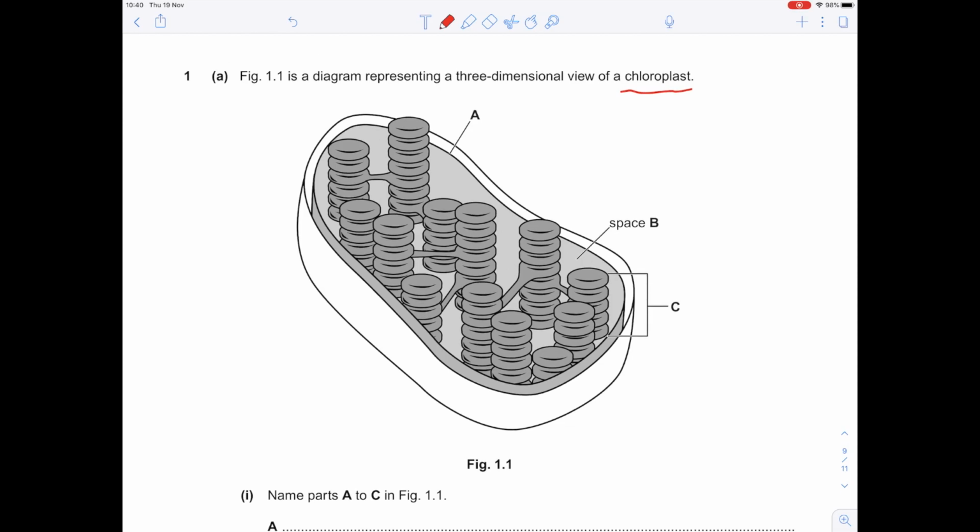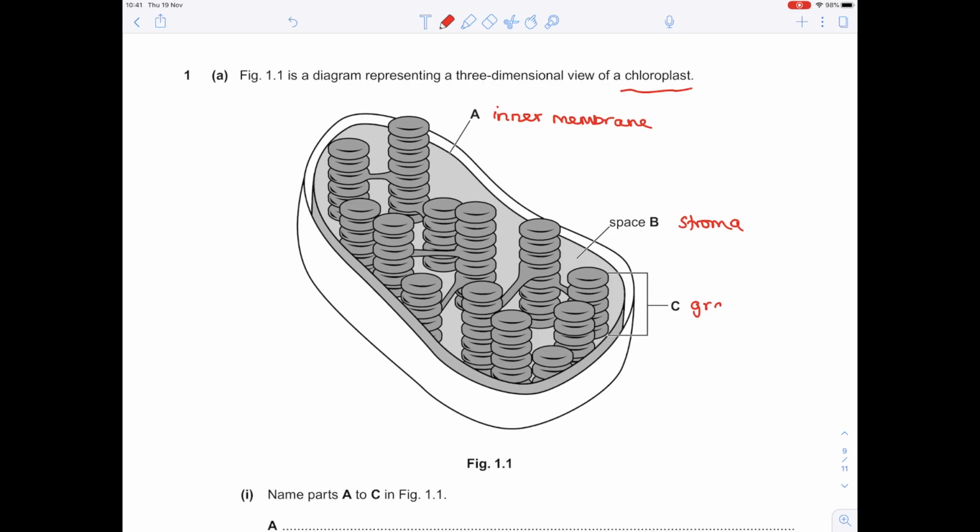Remember that a chloroplast has a double membrane, so A is pointing at the inner membrane. B is a space. It lies between these stacks of thylakoids, and remember that space is known as the stroma. And then C, we can see a stack of thylakoid membranes. They want that collective noun, which remember is the granum.